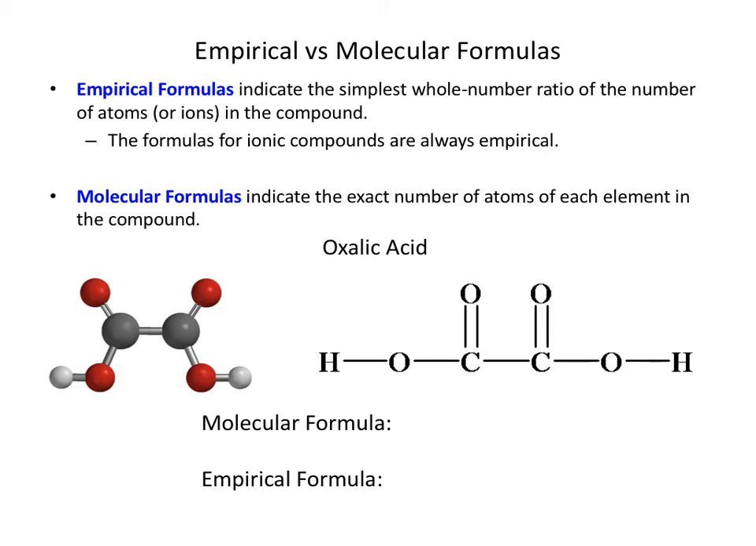And so just as an example, I have a ball and stick figure and a structural formula of oxalic acid. And if we wanted to write down the molecular formula, I would count up the atoms of each type. So I have 1, 2 carbons, so the molecular formula would be C2. I have 2 hydrogens, so we'll say H2O4. That would be the molecular formula. Now the empirical formula is the simplest whole number ratio. So since all of those are divisible by 2, I divide all those by 2 and I would get CHO2 as the empirical formula.